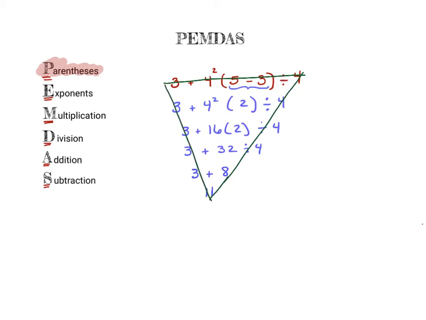Don't work horizontally on your paper and write stuff this way. Instead, work downward, simplifying things and making the problem smaller as you go. Now, if you're good with order of operations, that's awesome. You don't have to watch the rest of this video. But if you'd like to see some more examples, I do have several of those for you to continue to look at.